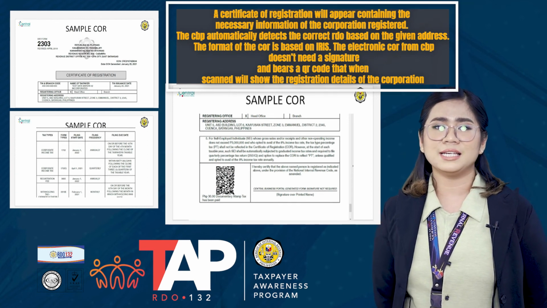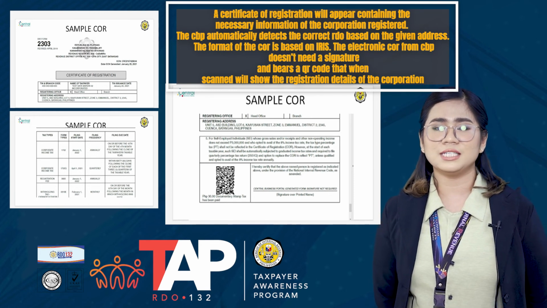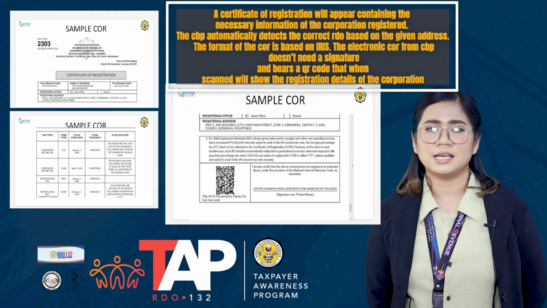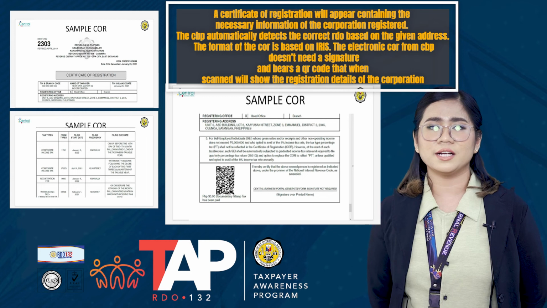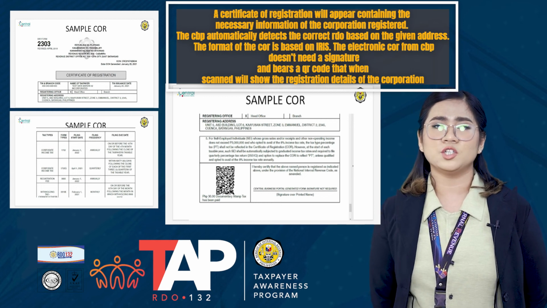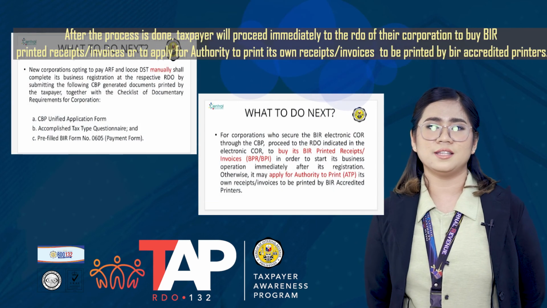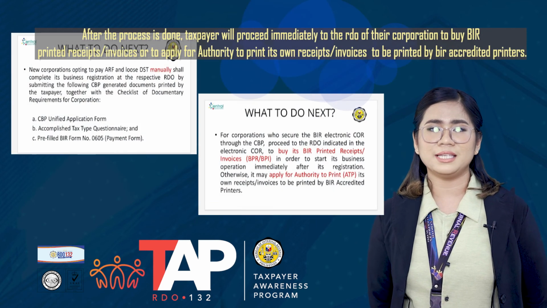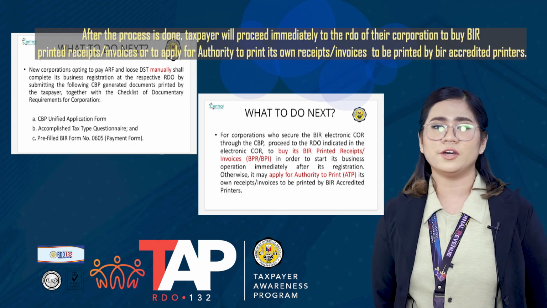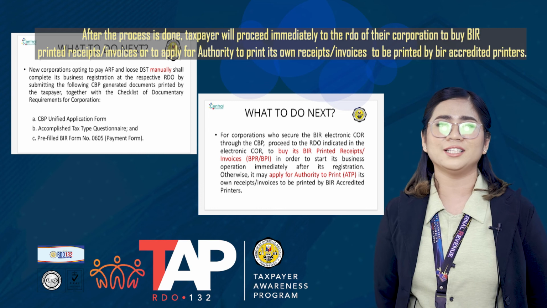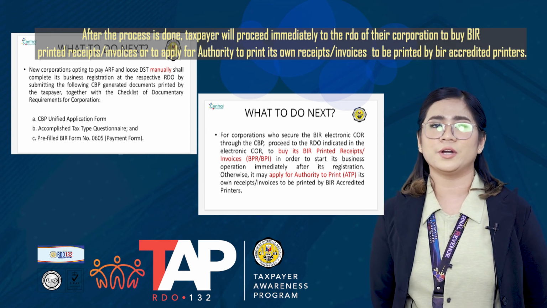The CBP automatically detects the correct RDO based on the given address. The format of the COR is based on IRIS. The electronic COR from CBP doesn't need a signature and bears a QR code that when scanned will show the registration details of the corporation. After the process is done, taxpayer will proceed immediately to the RDO of their corporation to buy BIR printed receipts or invoices, or to apply for authority to print its own receipts or invoices to be printed by BIR accredited printers.